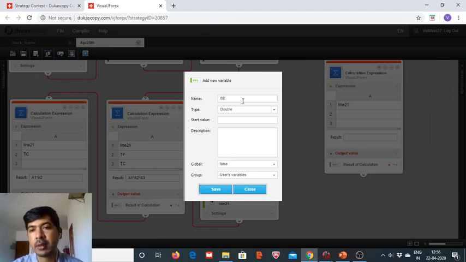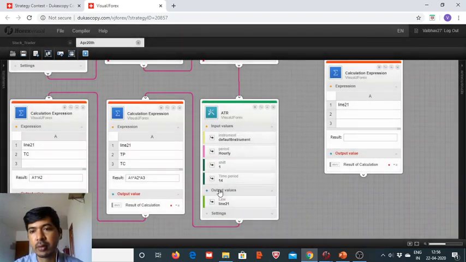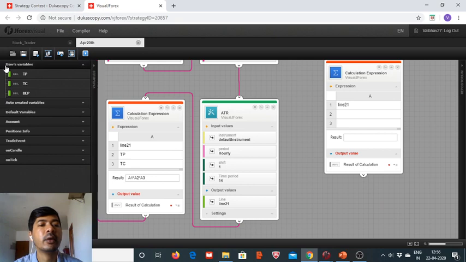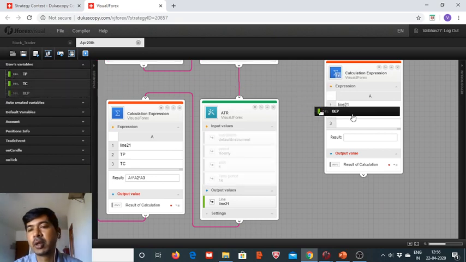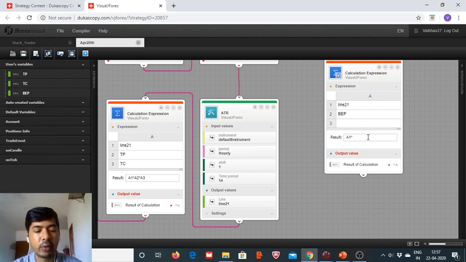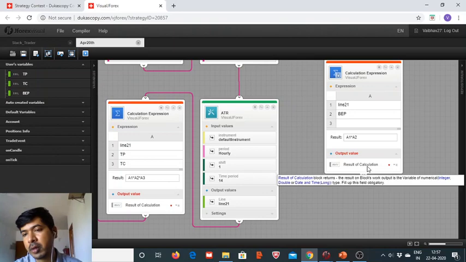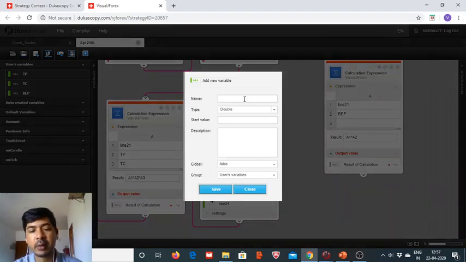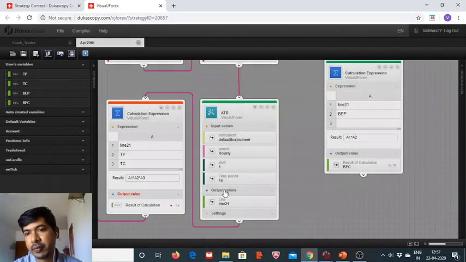BEP, and it will be 0.30. Okay, so we got it here, and now we do A1 into A2, and we get the result by entry condition.